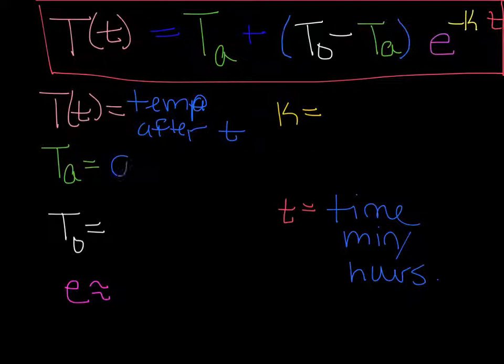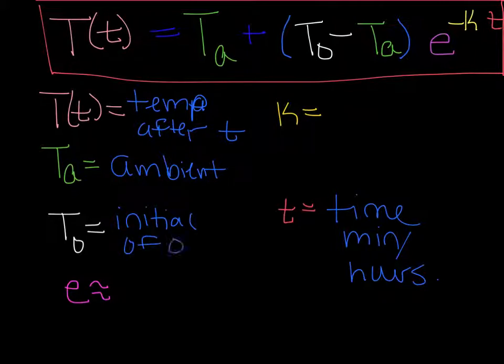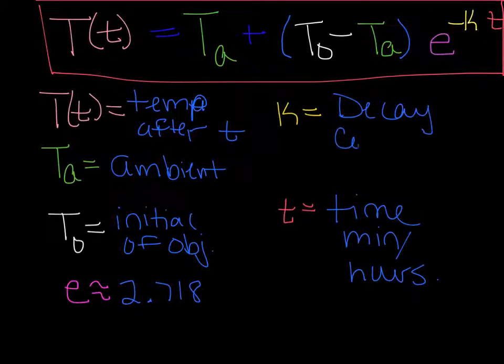T of a is called your ambient temperature, and that's basically the temperature of the surroundings. T naught is the initial temperature of your object. e is a constant, which is approximately 2.718, and k is your decay constant, because this formula does decay. All right? And when you're reading through a problem, just try to think, what is everything they're giving to me? What does it mean? And then it'll be very easy to plug into the formula.